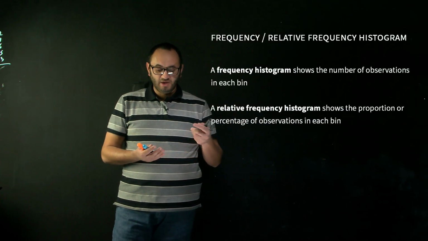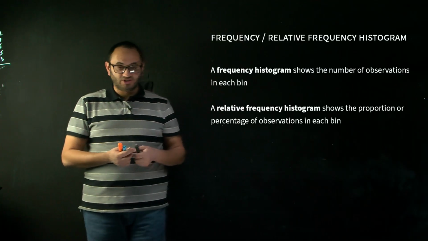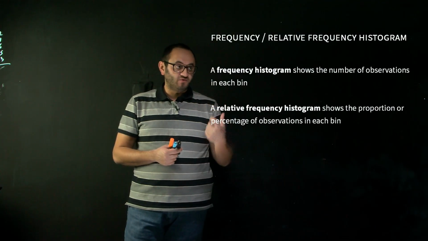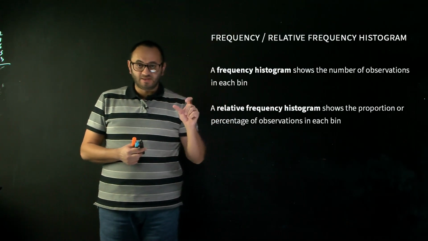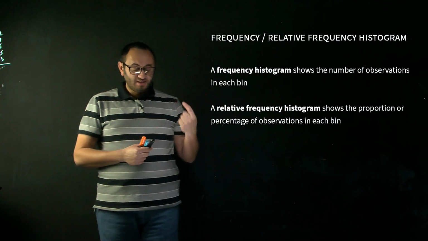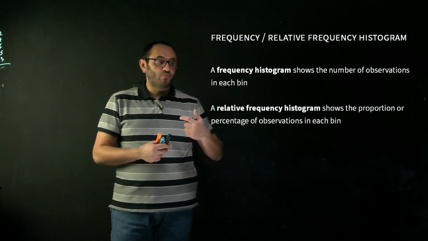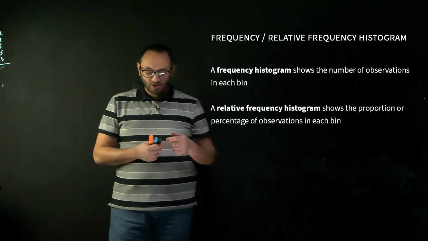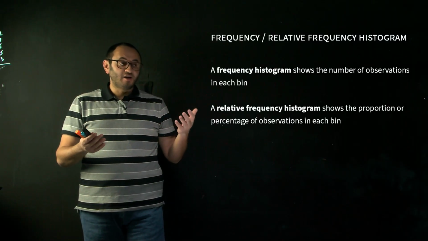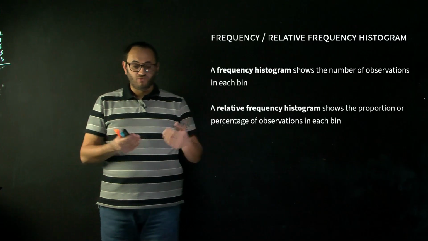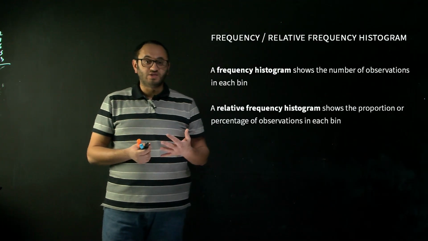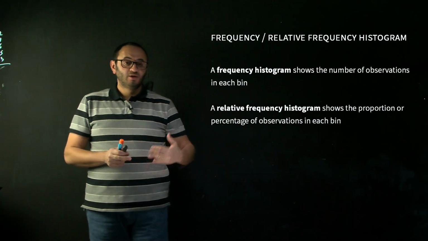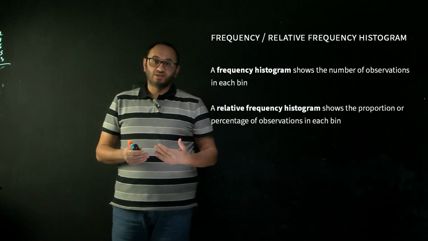All right, so we have a frequency and relative frequency histogram. The frequency histogram shows the number of observations in each interval or bin. The relative frequency histogram shows the proportion or percentage of observations in each bin. So they are equivalent. They have the same shape, the same bins or intervals. The only difference is the y-axis.